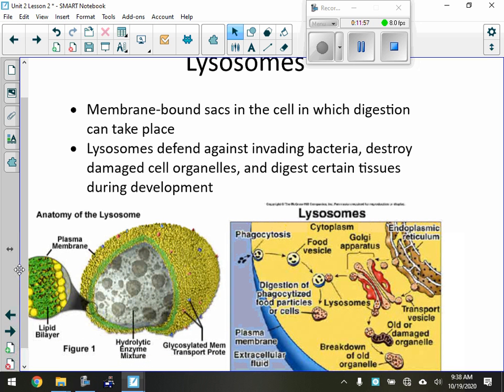So lysosomes are membrane-bound sacs in the cell in which digestion can take place. Lysosomes defend against invading bacteria. They destroy damaged cell organelles and digest certain tissues during development.